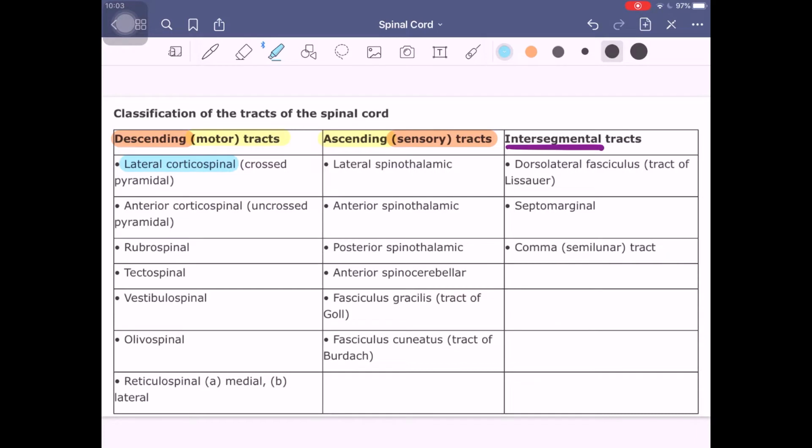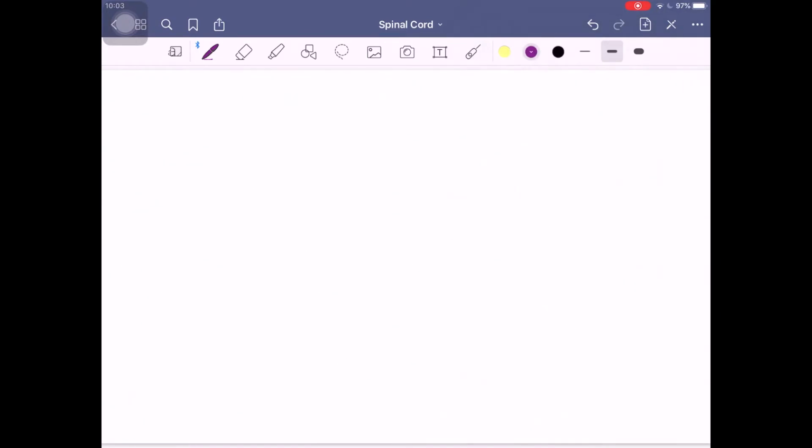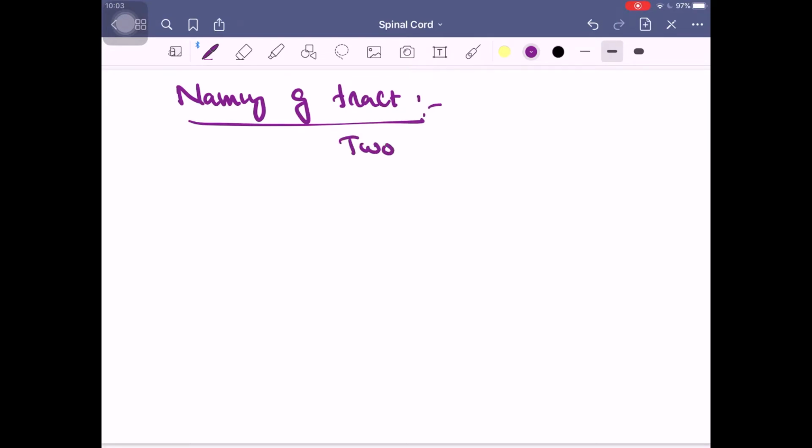Now when we say the word like this, you have to think about how the names have been given. Every tract has two names, so the nomenclature of a tract means how you name it. Though we said they have the same origin, course and termination, a tract name will have two parts, like a first name and a surname. The first part always indicates the origin, and the second part indicates the termination. That's how the tracts have been named.